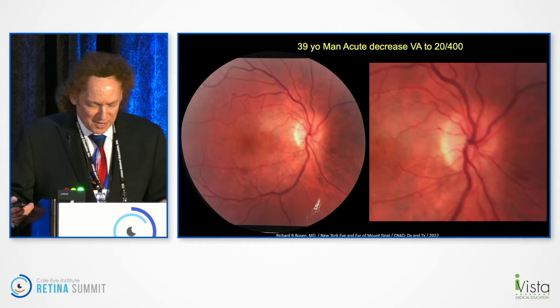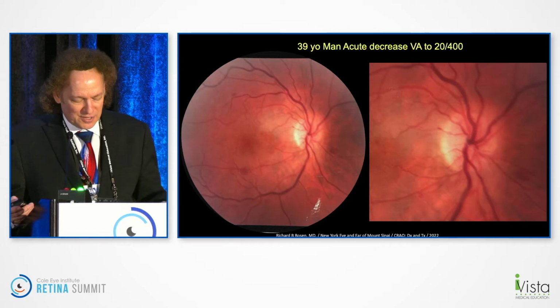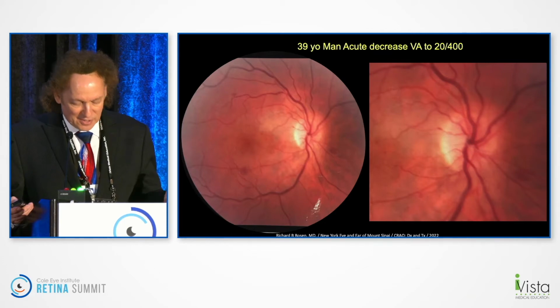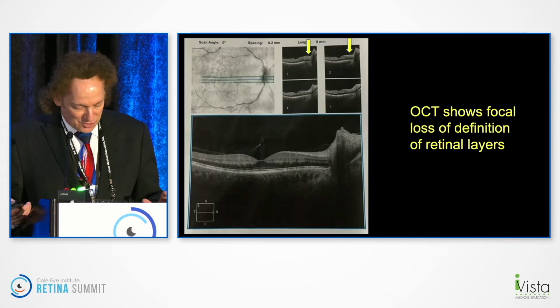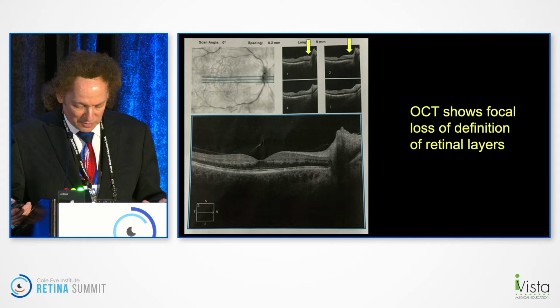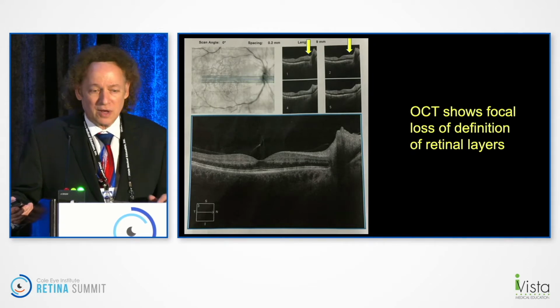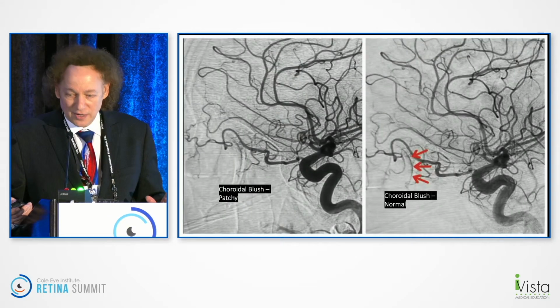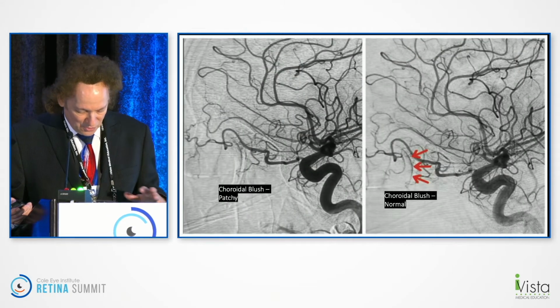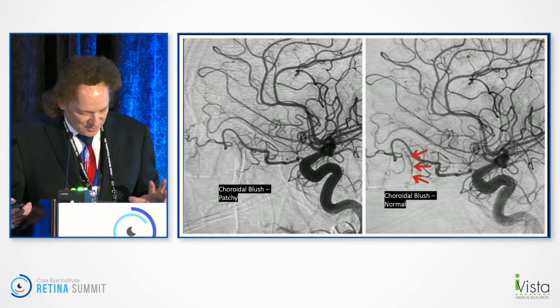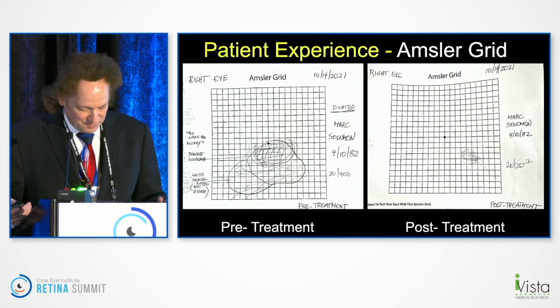Here's an example of a patient who was 39 and vision dropped to 20/400, and you can see that there's some whitening there in the papillomacular bundle. So it's a small branch artery occlusion, but it's fairly focal. And what you can notice is there's some focal loss of definition in the retinal layers. And so previous to treatment, there's sort of this patchiness to the choroid.